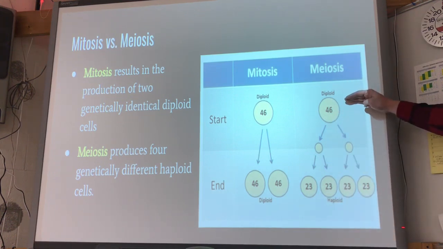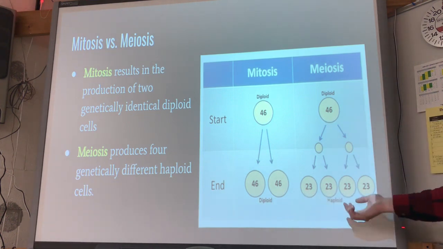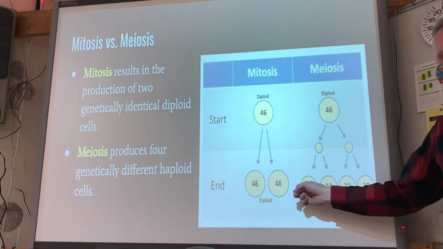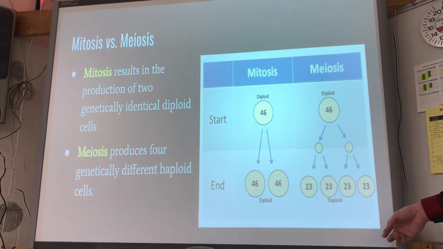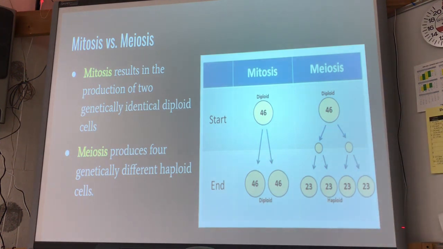In meiosis, we start with one diploid cell. We end up with 4 haploid cells. Now, these 4 haploid cells have half the amount of DNA. They have half the number of chromosomes. They are haploid cells. And these produce sex cells. These are sperm cells. These are egg cells. Okay? One diploid cell creates 4 sex cells. That's the big picture of meiosis.